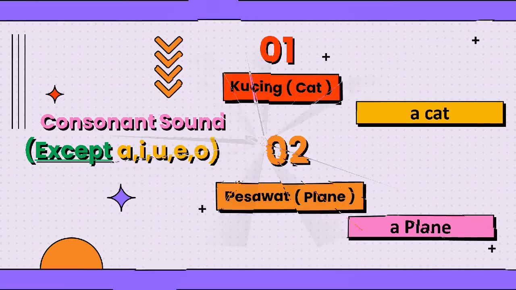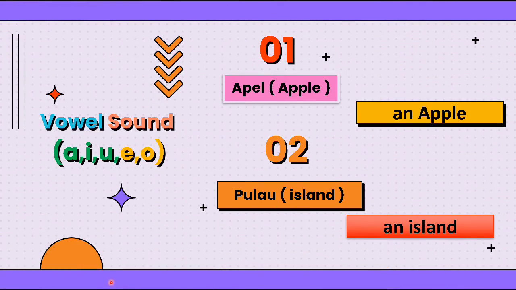Okay, next. Okay, so next we will learn an. An can only be used with nouns that start with a vowel sound. Vowel sounds are all letters that include only A, I, U, E, O. And now let's take an example for an auxiliary word with a noun starting with a vowel sound. For example, apple. So we can use an apple.